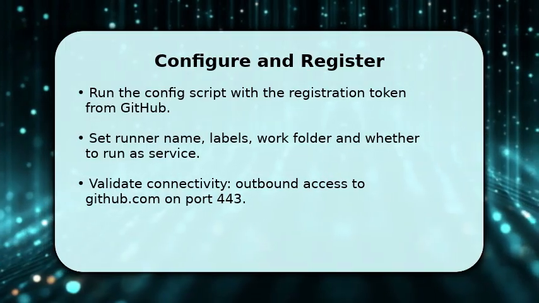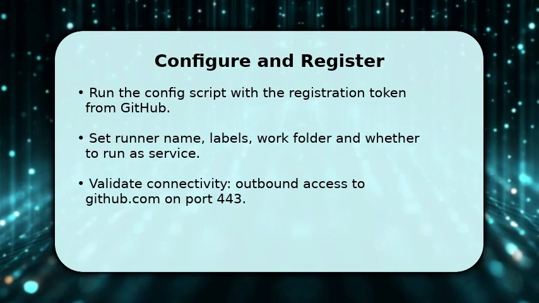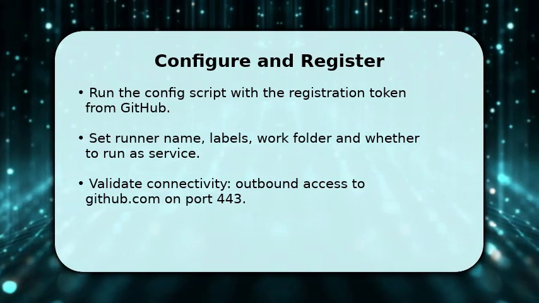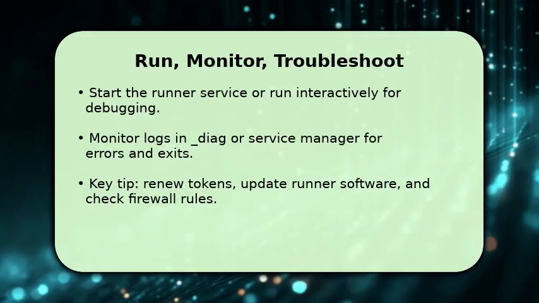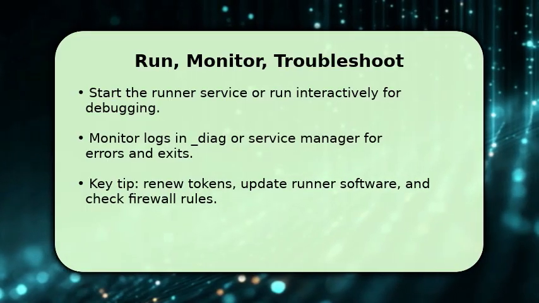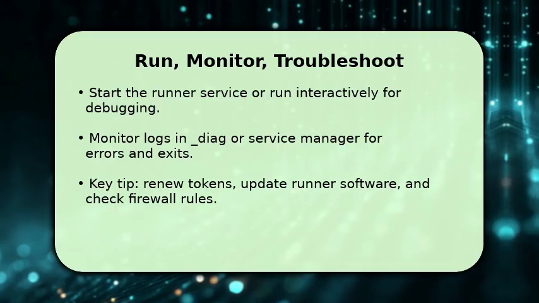Once configured, test by running a sample workflow to confirm the runner accepts jobs and reports status. Start the runner as a service for production or run it interactively when debugging so you can see live output. This helps you spot environment or permission problems quickly.